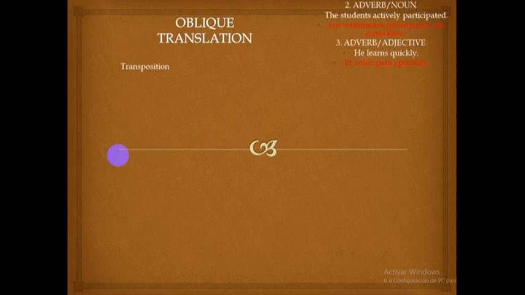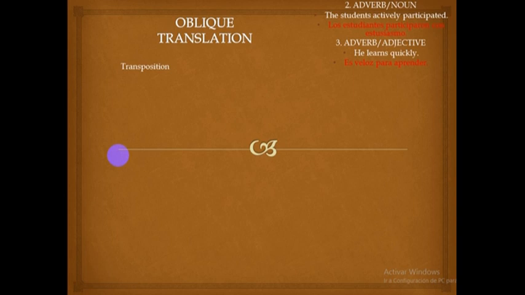Here we have 2 examples. The student actively participated. Los estudiantes participaron con entusiasmo. In this sentence, you can appreciate that an adverb has become a noun. What is the adverb in the first sentence? Well, actively. And in Spanish it is con entusiasmo. Okay, there is a transposition of the words.